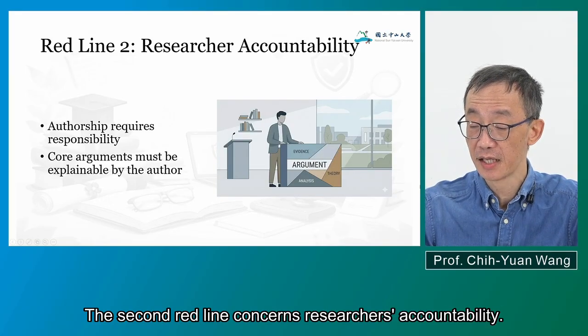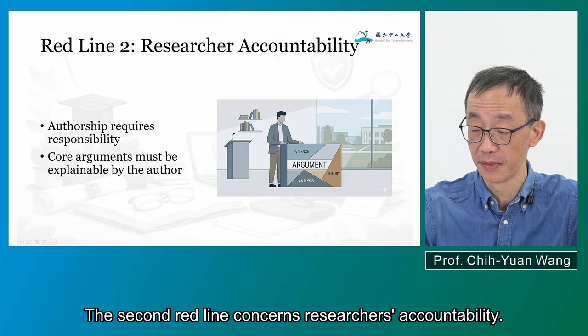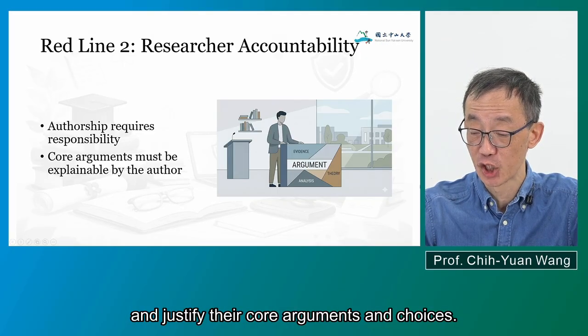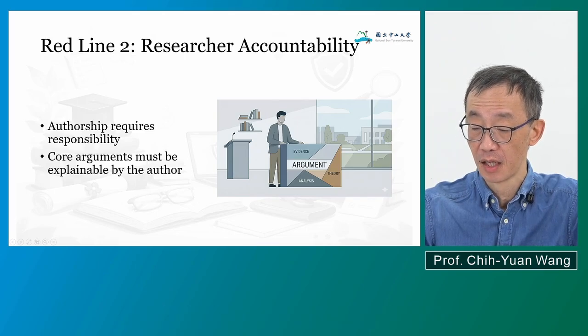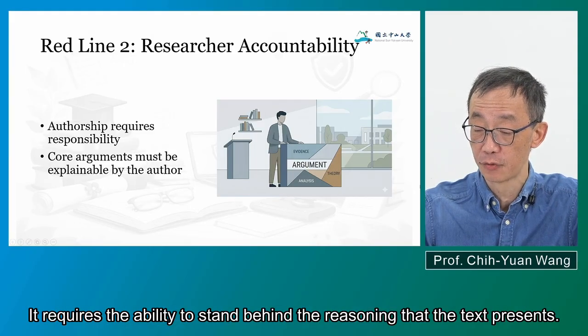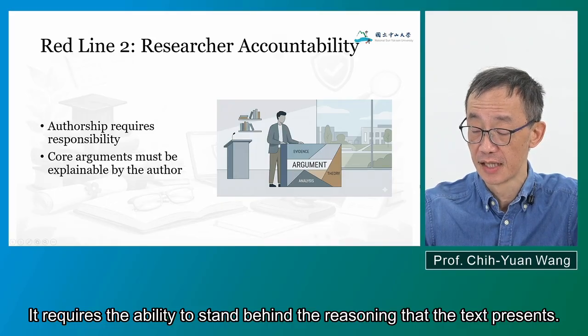The second red line concerns researchers' accountability. Research presentation must not weaken the researcher's ability to clearly explain, defend, and justify their core arguments and choices. Authorship requires more than producing texts that look academic.